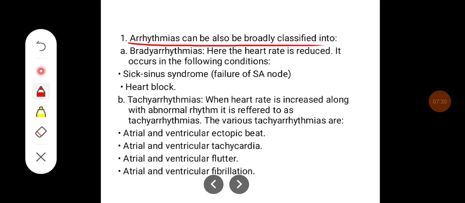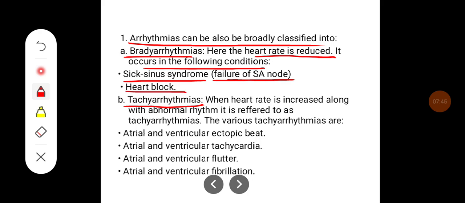Arrhythmias can also be broadly classified into bradyarrhythmias and tachyarrhythmias. In bradyarrhythmias, heart rate is reduced and it occurs in the following conditions. Like it can happen in sick sinus syndrome, where there is a failure of SA node and in heart block. Tachyarrhythmias are when heart rate is increased along with abnormal rhythm, and it is referred as tachyarrhythmias. The various tachyarrhythmias are atrial and ventricular ectopic beat, atrial and ventricular tachycardia, atrial and ventricular flutter, atrial and ventricular fibrillation.